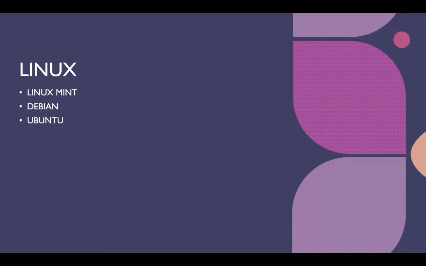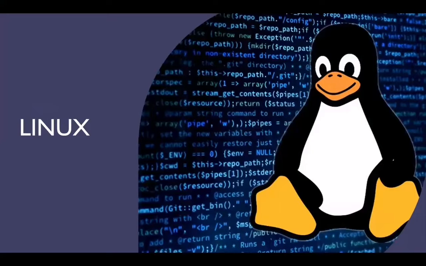Now, Levan, speak about what is Linux and what operating systems does it have? Linux is an operating system or a kernel distributed under an open source license. Its functionality is quite like Unix. The kernel is a program at the heart of the Linux operating system that takes care of fundamental stuff like letting hardware communicate with software.